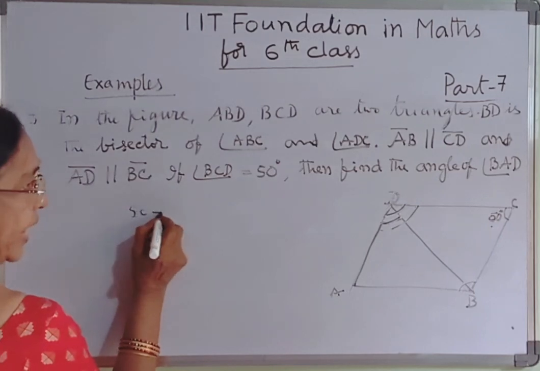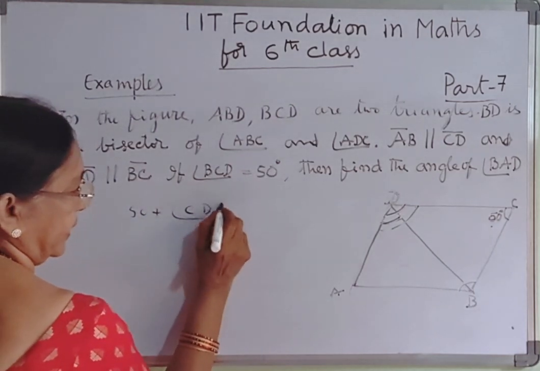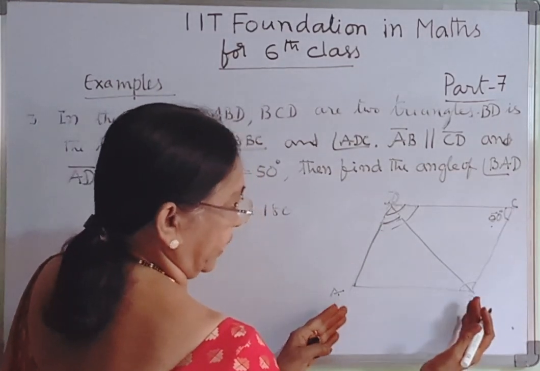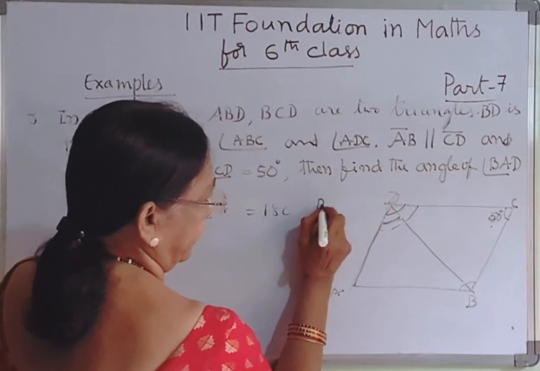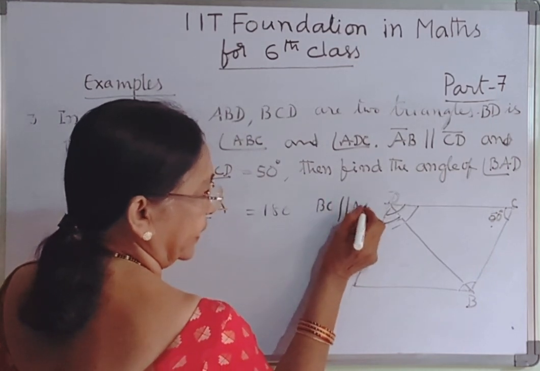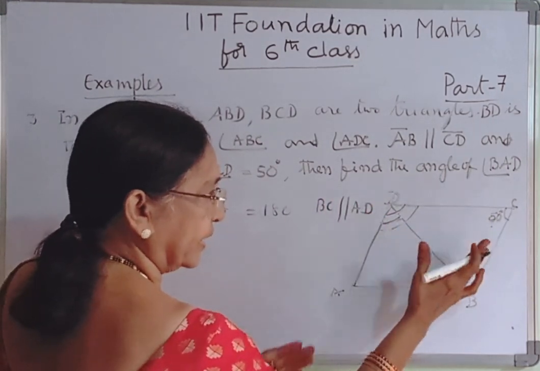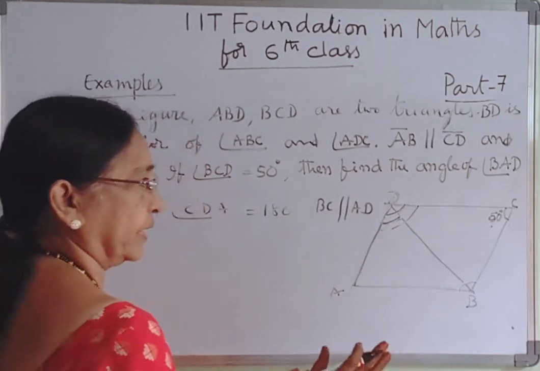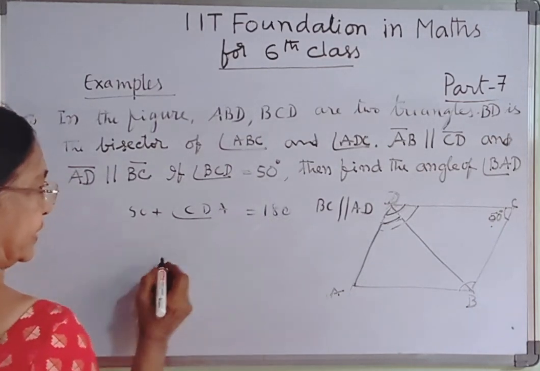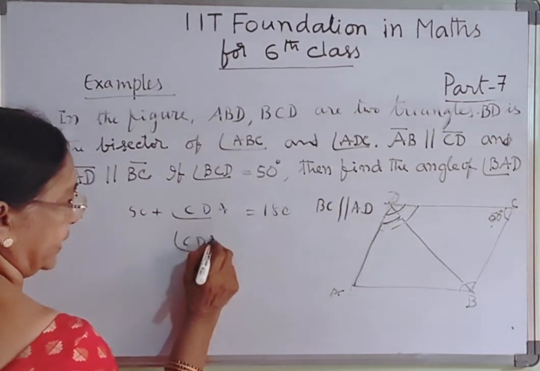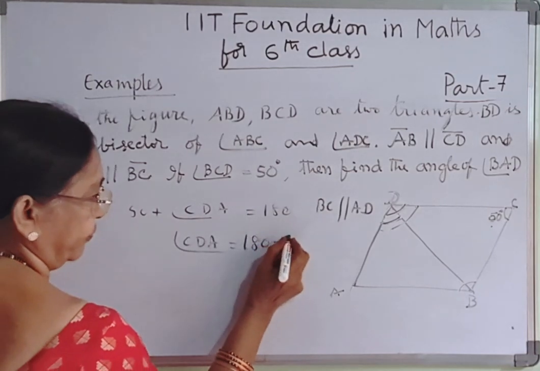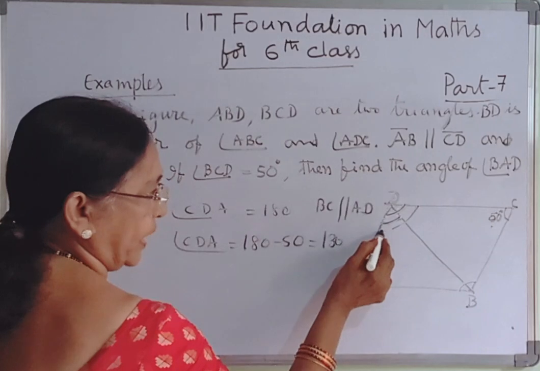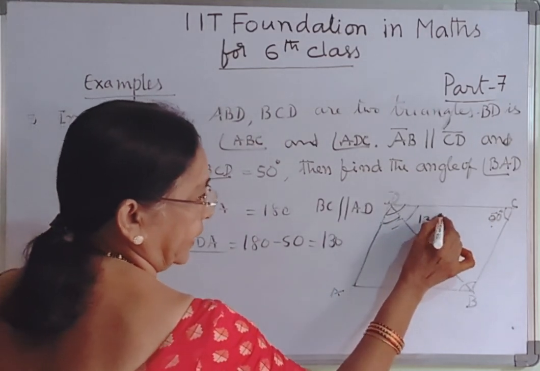BAD. 50 plus angle CDA is equal to 180 degrees. That is, as BC is parallel to AD, these two angles are lying on the interior of the parallel lines on the same side. Therefore, they are supplementary. Their sum is equal to 180 degrees. Therefore, angle CDA is equal to 180 minus 50, that is equal to 130. This total angle CDA is equal to 130 degrees.